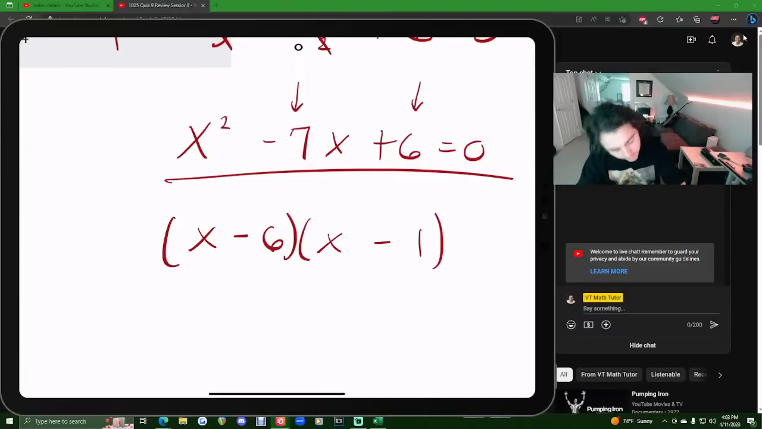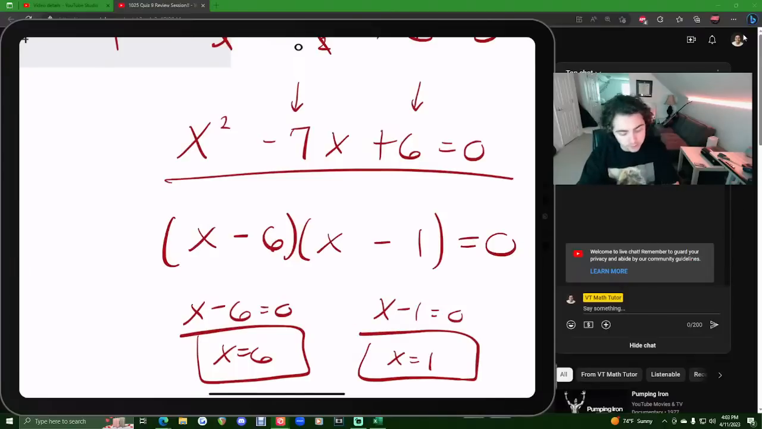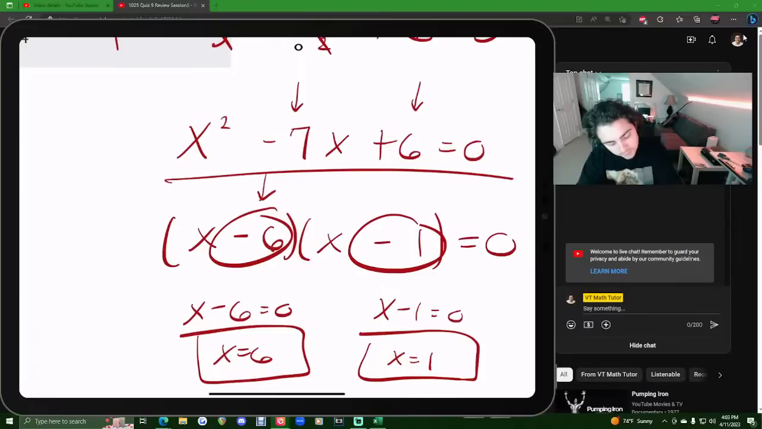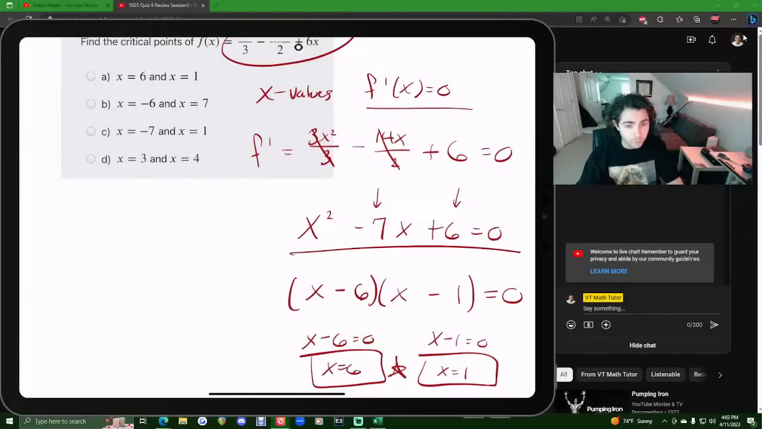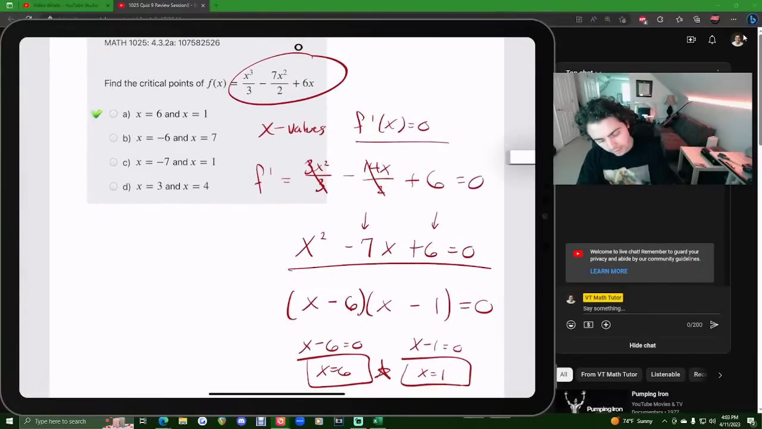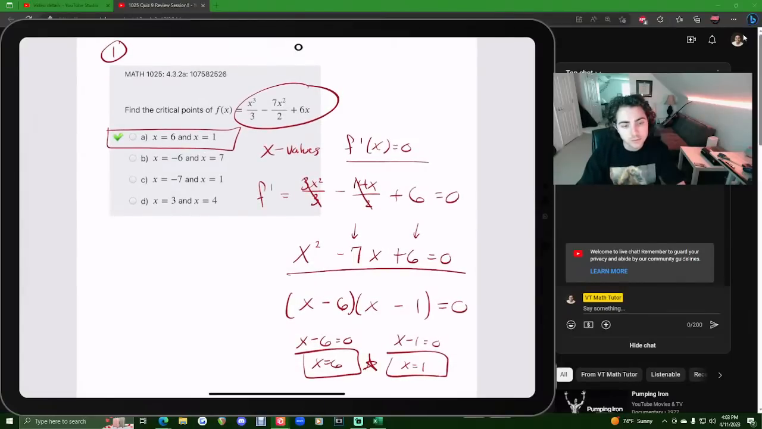So x minus 6, x minus 1: negative 6 minus 1 is negative 7, and negative 6 times negative 1 is 6. Each of these factors we set equal to 0, and then we solve for x. So we get 6, and we get 1. If it's easier to think about, you just get the opposite of what it looks like. If it looked like negative 6 and negative 1, we get positive 6 and positive 1 as our x values, which make f prime equal to 0, therefore our critical points. And that's it. Set f prime equal to 0, solve for x by factoring.